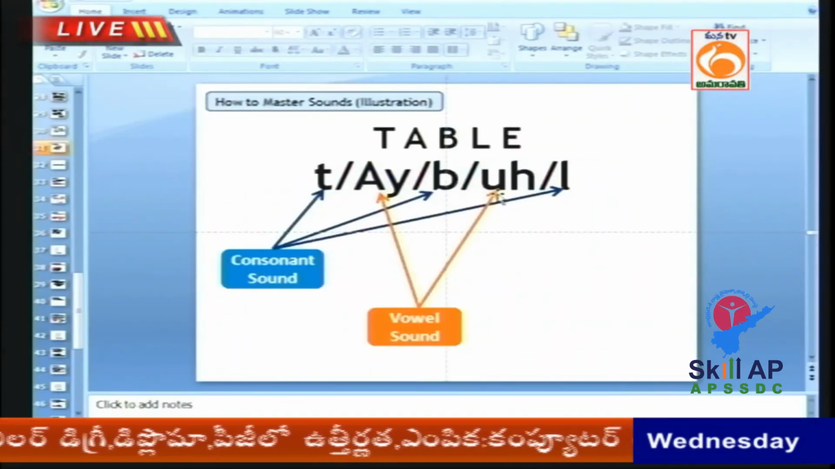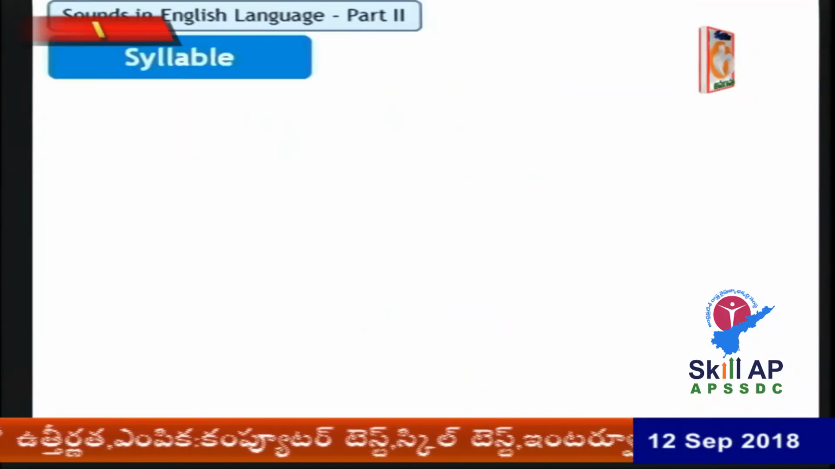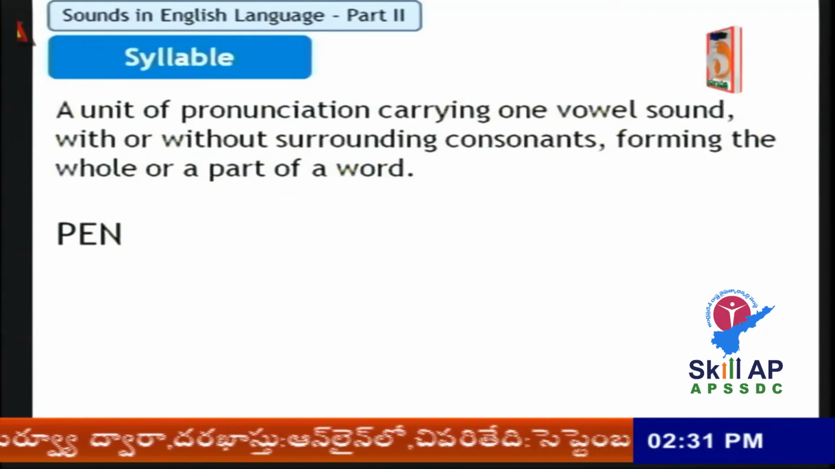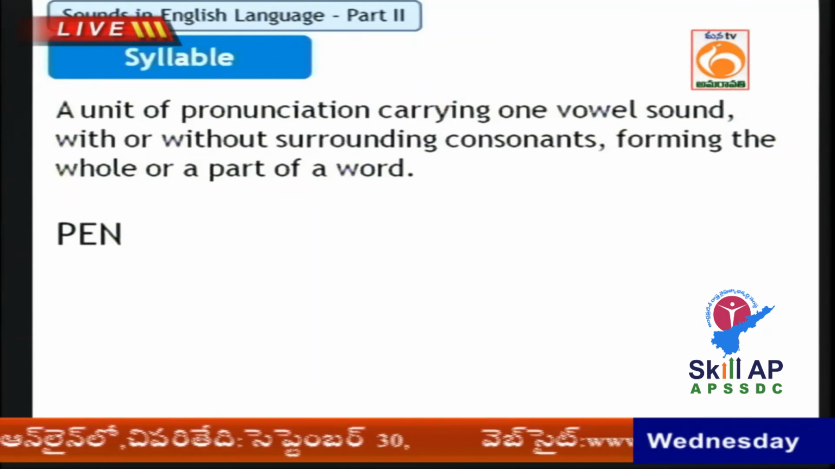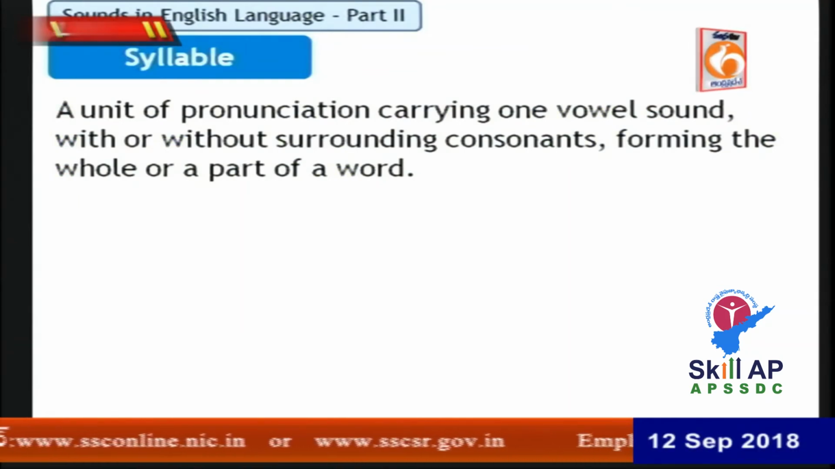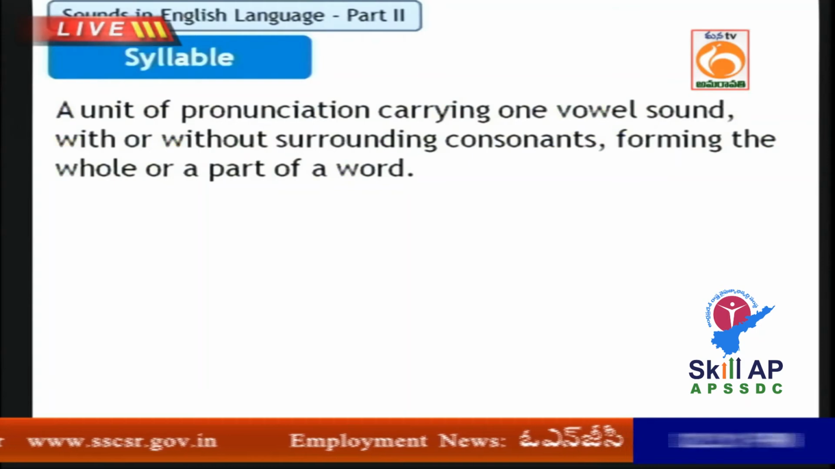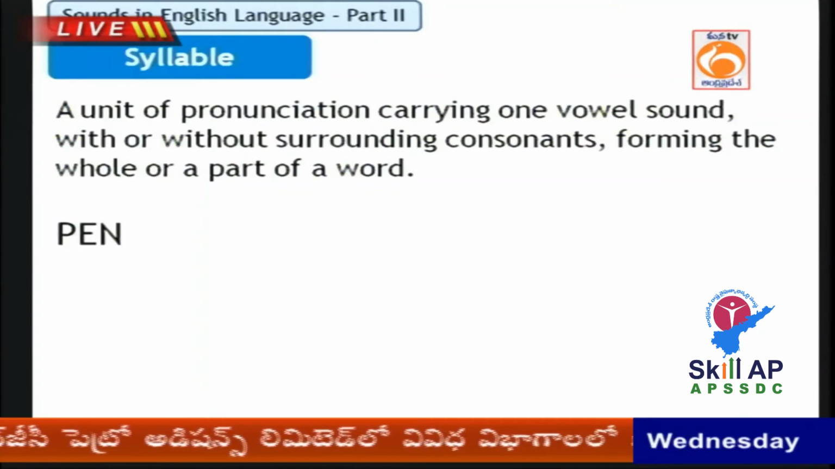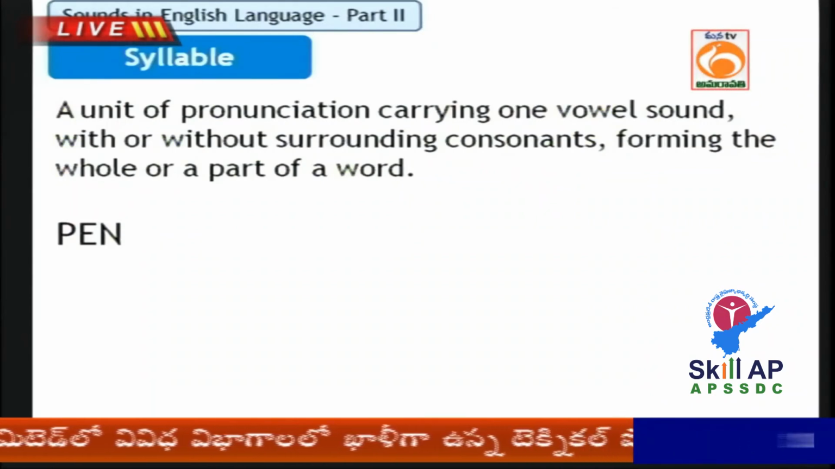So when we have a word, we need to break it into syllables. A syllable is a unit of pronunciation carrying one vowel sound with or without surrounding consonants, forming the whole or part of a word. What do we mean by this? For example, I have the word pen. Now pay attention to what I'm doing. If I have the word pen, I can say it as one beat of sound. I can just clap and that denotes one beat of sound.